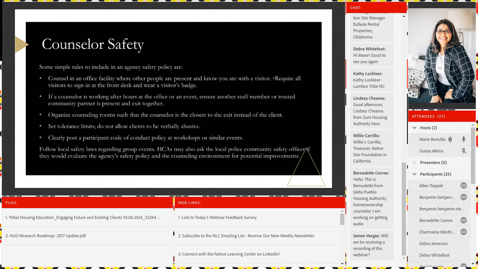Organizing counseling rooms so that the counselor is always closest to the door. Small little things like that maybe you might not be aware of, right? Just because of how your office is set up. Set tolerance limits. Don't allow the clients to verbally abuse you, or anyone else for that matter.